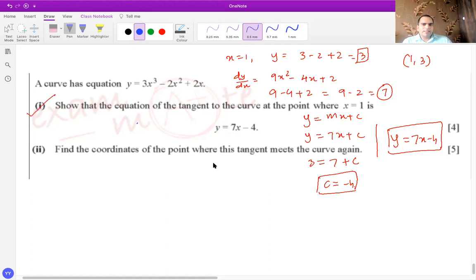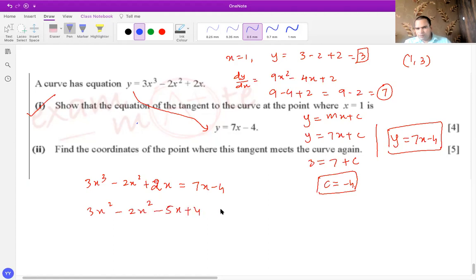Next part is find out the exact coordinate where this tangent meets the curve again. So again, here we just equate these two functions simultaneously. So 3x cubed minus 2x squared plus 2x equals 7x minus 4. So you're going to bring everything to one side. So it'll become 3x cubed minus 2x squared minus 5x plus 4 equals 0. And then we're going to use technology or a calculator to find out the value of x.